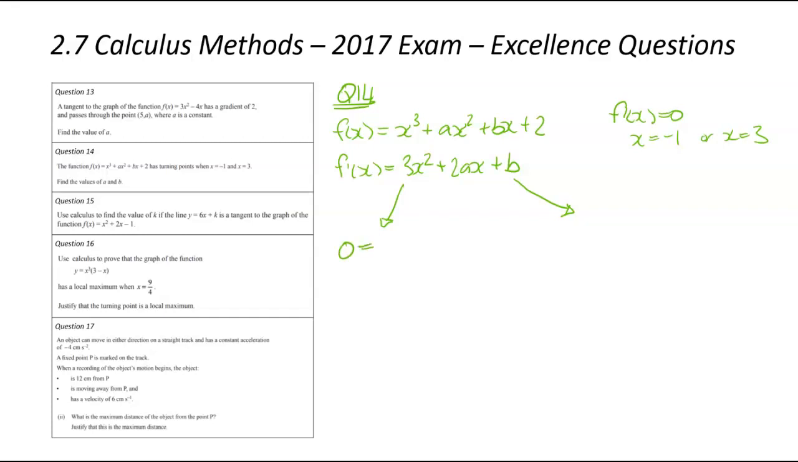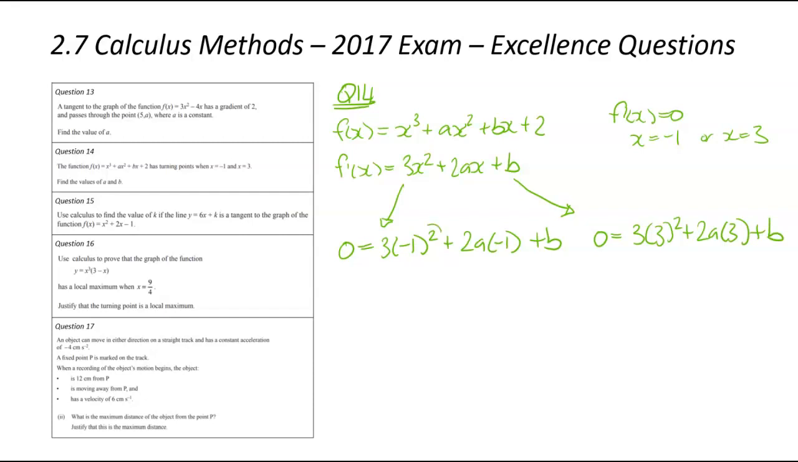So 0 is equal to 3 times negative 1 squared plus 2a times negative 1 plus b. And the next equation, 0 is equal to 3 times 3 squared plus 2a times 3 plus b.